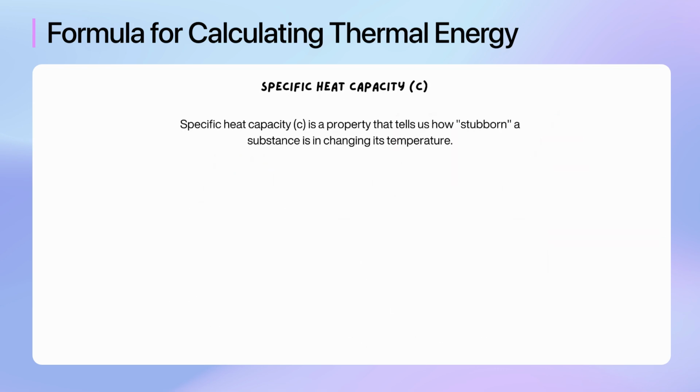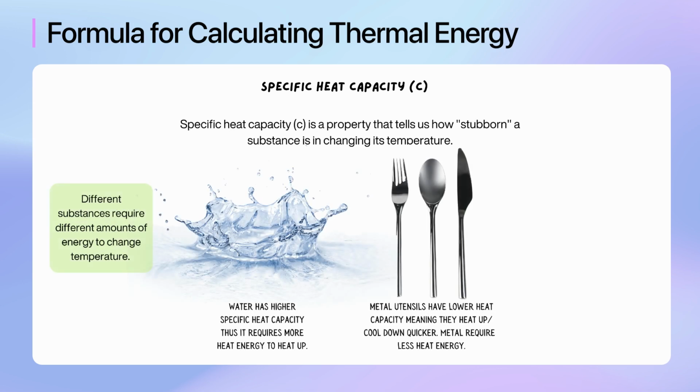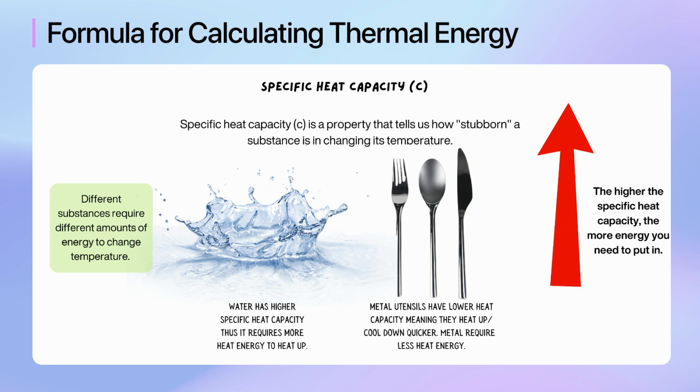As we've discussed, specific heat capacity is a property that tells us how stubborn a substance is in changing its temperature. Different substances require different amounts of energy to change temperature. The higher the specific heat capacity, the more energy you need to put in.